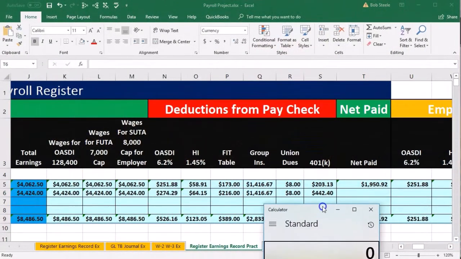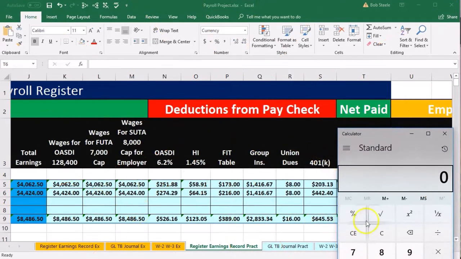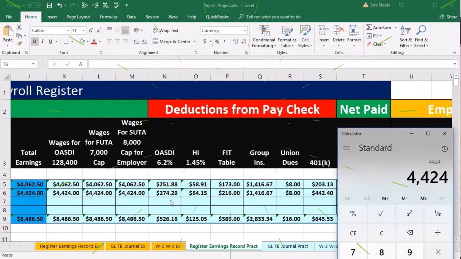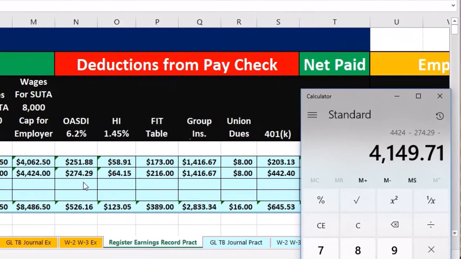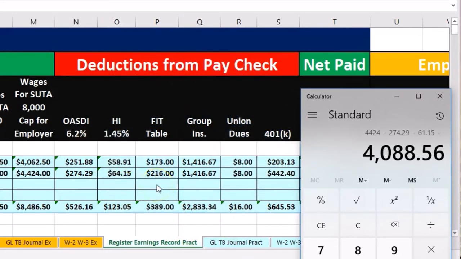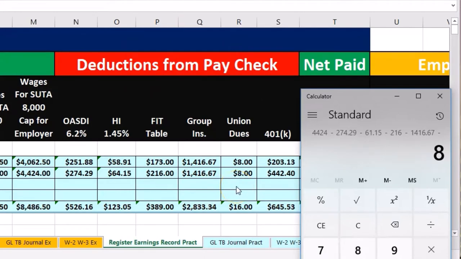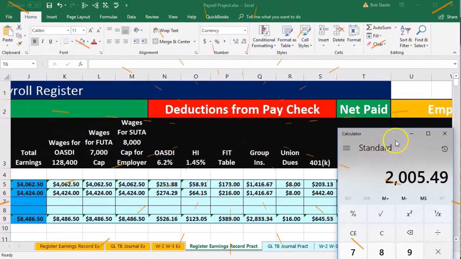Net pay is just going to be the calculation of this right there. 4,424, our total earnings, minus what we withhold: Social Security 274.29, minus Medicare 64.16, minus federal income tax 216, minus the group insurance 1,416.67, minus the union dues $8, minus the 401k 442.4, gives us the 2,549.